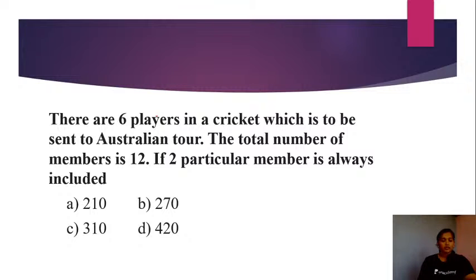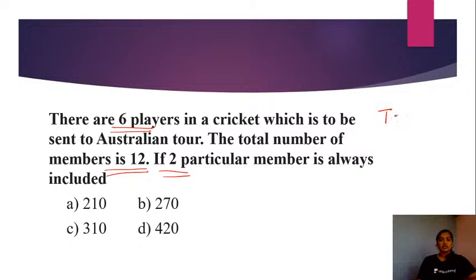Yes, Shankar. Good morning. Welcome to the class. So there are 12 members, students. Out of these 12 members, you have to select a team of 6 players in which 2 players are already included. Right? So give a try. What do you think is the right answer for this? Please simplify the question and give me the numerical value, students. Which option do you think would be the right answer here? Yes, please go ahead.